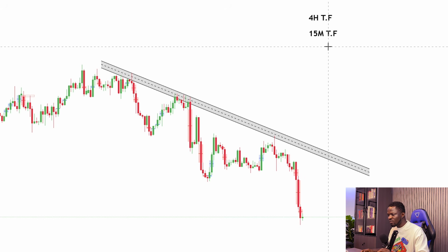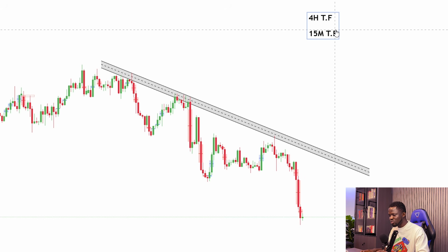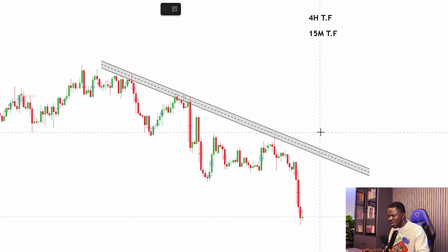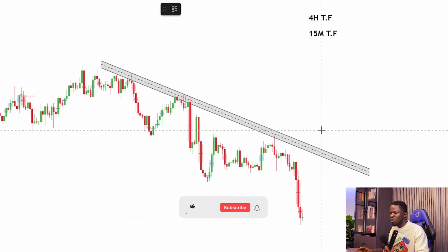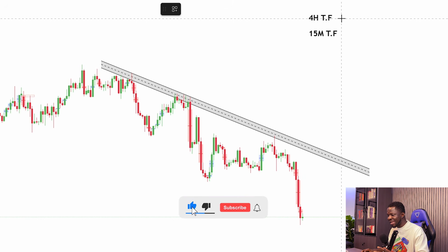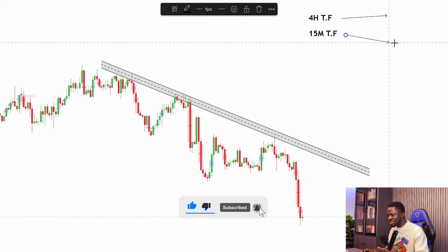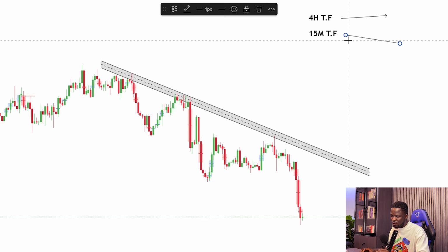The work of the 4 hours time frame is to help me establish my trend. Where is the price action heading to on the 4 hours time frame? Then the 15-minute time frame, I use it for my entry.